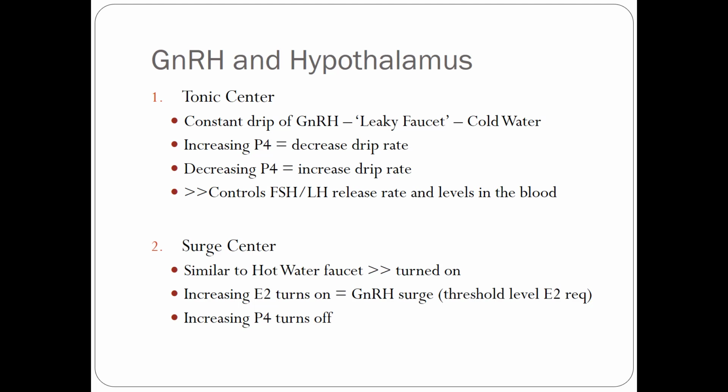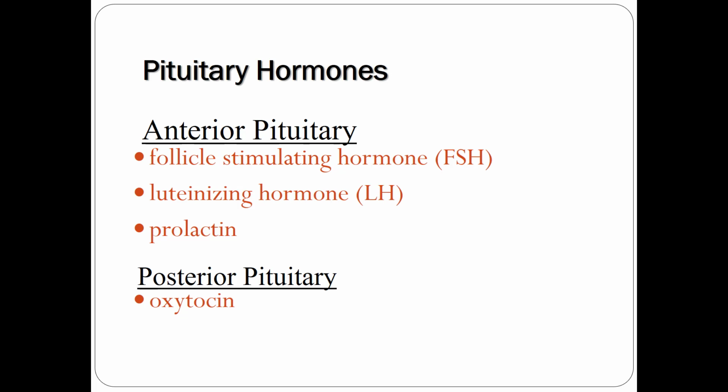When we see an increasing amount of progesterone, the surge center will actually turn off production of GnRH. So progesterone is definitely a big regulator in both the tonic and the surge center, but estradiol really only has major responses in the surge center. As we shift down to the next tissue, the pituitary gland sits right below the hypothalamus in the head of the individual.